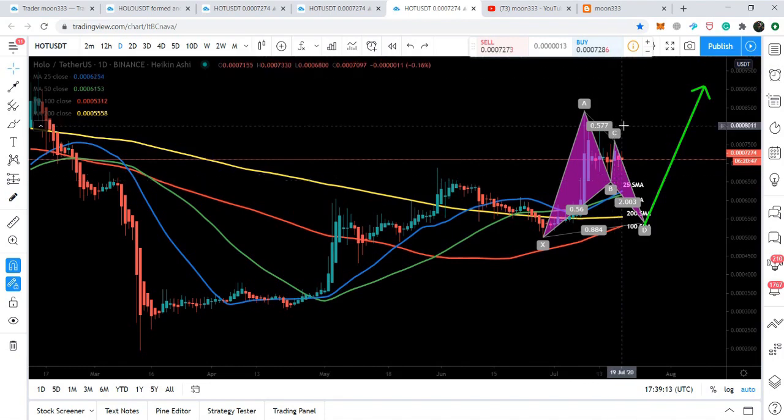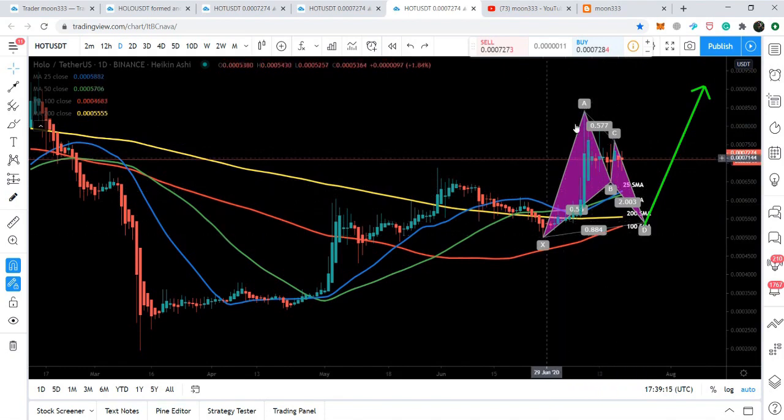If the price action will be moved down, then we can expect that it will form such pattern like bat, or it can also form a crab pattern as well.